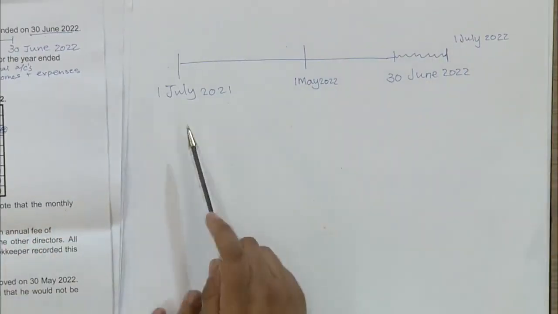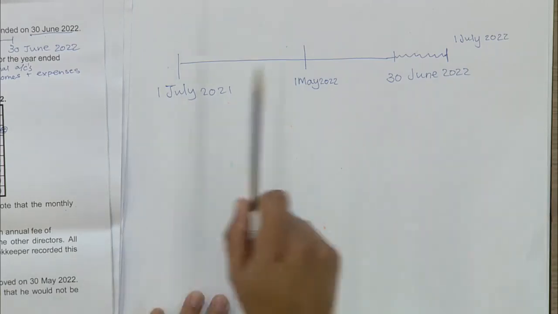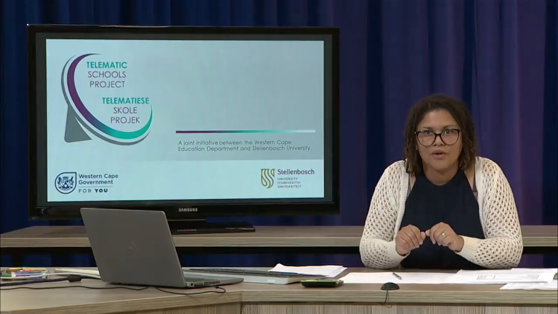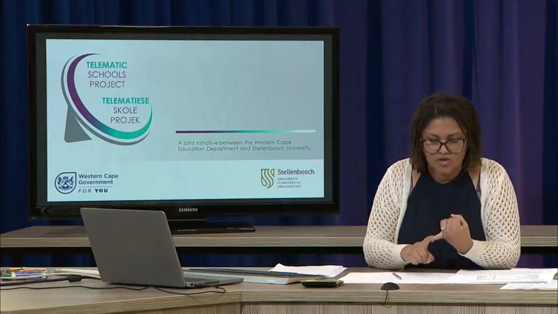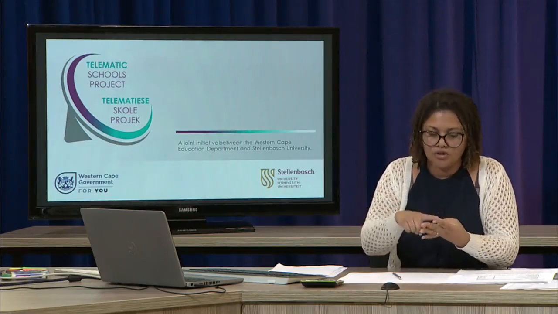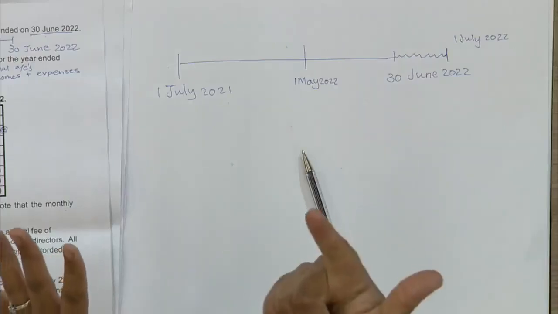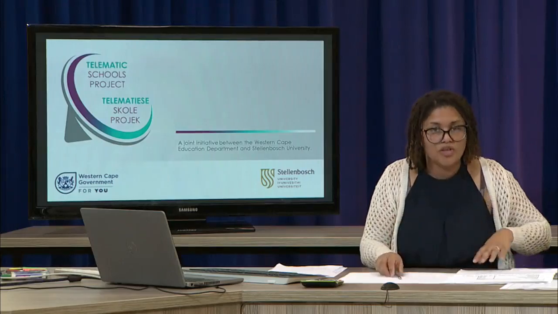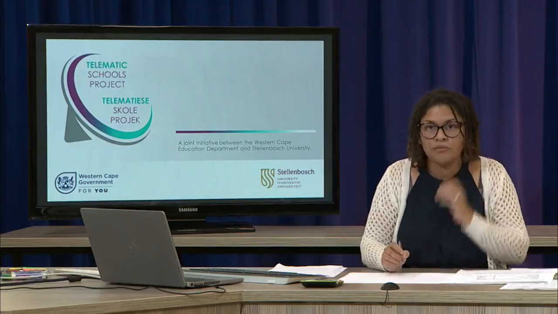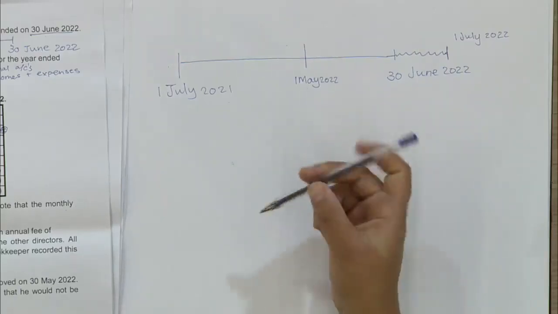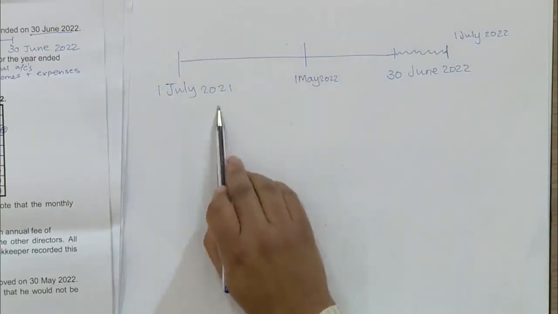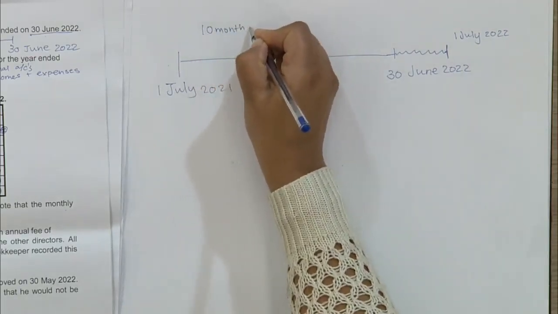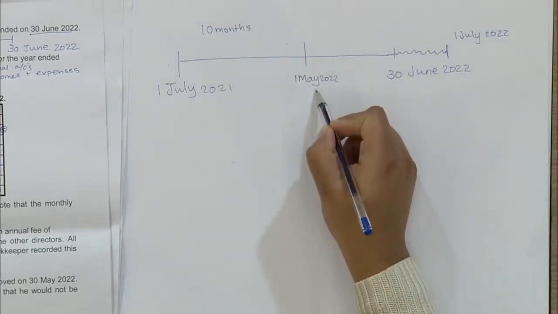Now, how many months from the 1st of July to the 1st of May? Use your fingers. You were taught that in junior school. There's nothing wrong with doing it. Okay, so 1st of July, August, September, October, November, December, January, February, March, April. Now, I am not going to include May. Why am I not going to include May? Because it's on the 1st of May. Okay? So, for 1st of July to the 1st of May, that is going to be 10 months, before the decrease of 8%.